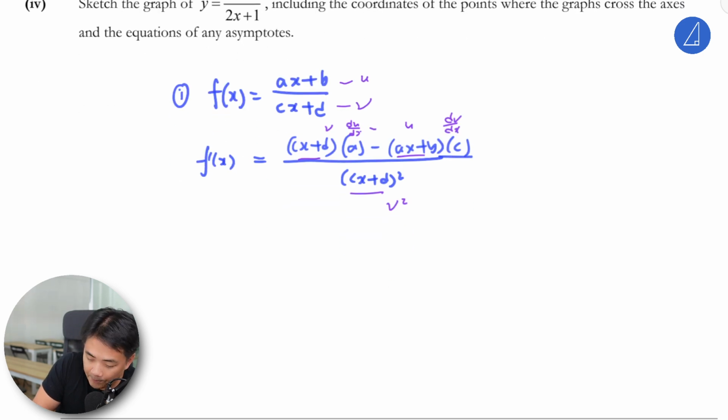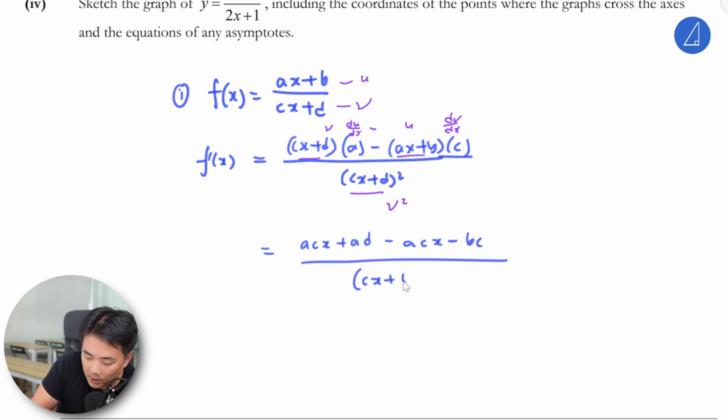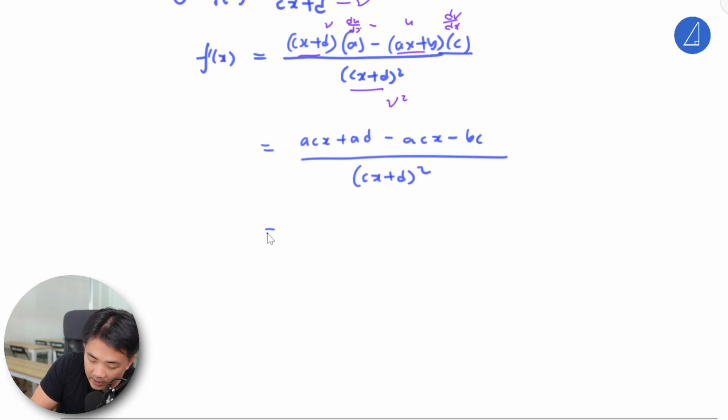Then once this is done, we just need to simplify it. So we have acx + ad - acx - bc. Be mindful of your manipulation here, that is very important. What is left is (ad - bc) over (cx + d) squared.